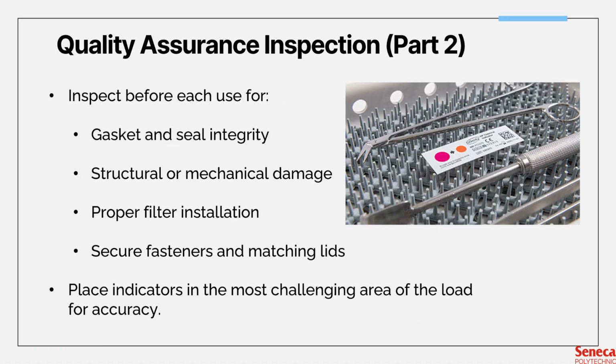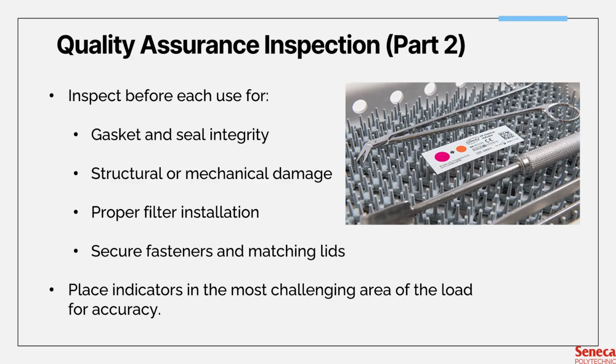And now to part two. Before every use, the container should go through a visual quality assurance inspection. Check the gasket and seals for elasticity and continuity, with no cracks, gaps, or embedded debris. Look for structural damage like bent corners, loose rivets, or corrosion on the metal. Verify that the filter installation is correct and that no filters are missing or reversed.